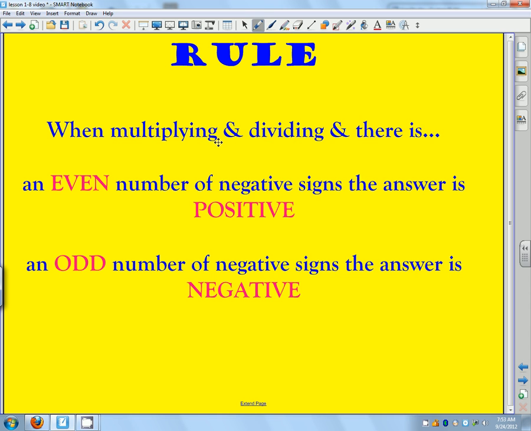All right, so here is a rule. When multiplying and dividing, and there is an even number of negative signs, the answer is positive. So if there's an even number of negative signs, the answer is positive. If there is an odd number of negative signs, the answer is negative. So you might want to pause and jot this down in your notes. This is one of the main things for your notes, since we already did the foldable. So make sure you have this.